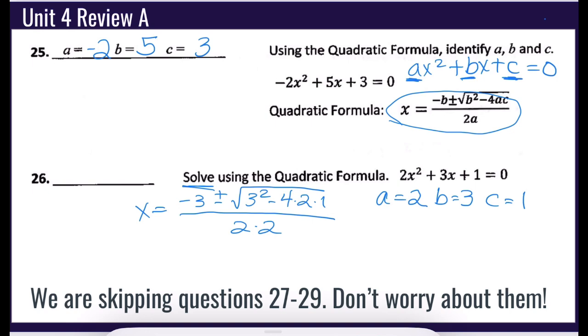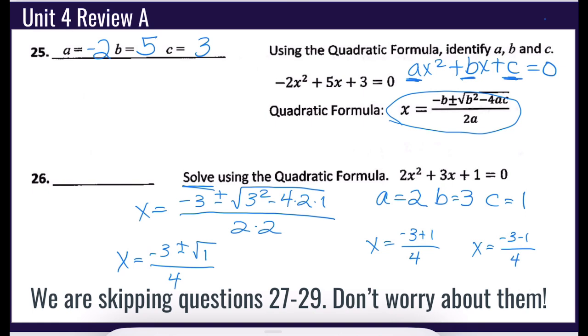Grab your calculators and go ahead and do the square root of 3 squared minus 4 times 2 times 1. And you're going to come up with the square root of 1, which is just 1, right? So at this point, we are going to divide, and we're going to say x equals negative 3 plus 1 divided by 4, and x equals negative 3 minus 1 divided by 4.